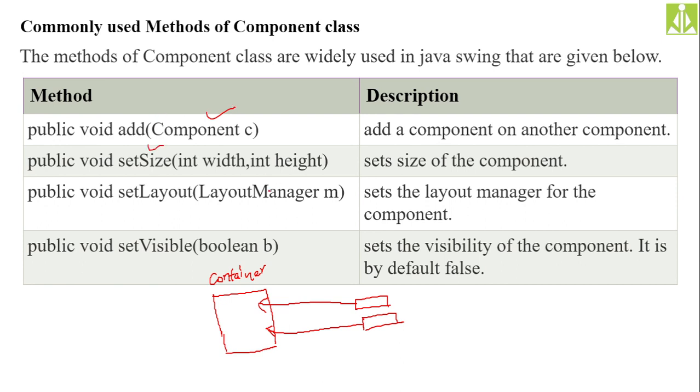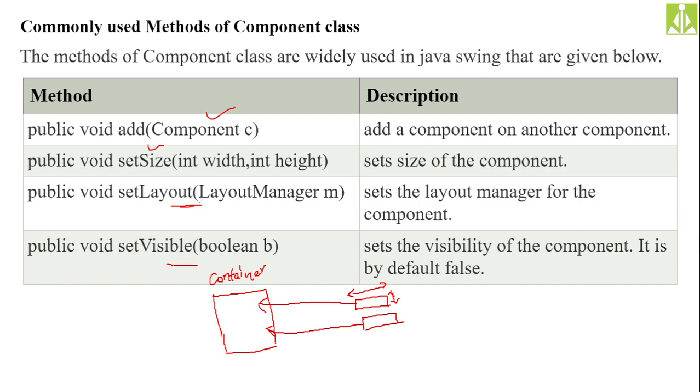Set size: how much width and how much height you want for your component, you can set with the help of setSize. Set layout manager: about layout manager, after the completion of Swing, we will discuss. Over there we will see what a layout manager is first of all, and how to set up that layout manager for our application. And the setLayout method is helpful in setting up the layout manager for your application.